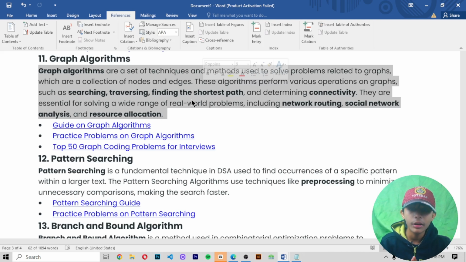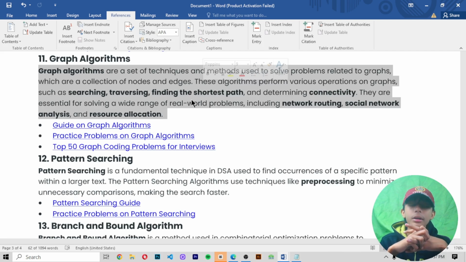The algorithms perform various operations on graphs, such as searching, traversing, finding the shortest path, and determining the connectivity. They are essential for solving a wide range of real-world problems, including network routing, social network analysis, and resource allocation. And we also make a detailed video guide on graph algorithms, and I told you about the practice problems on graph algorithms, and I also told you the top 50 graph coding problems for interviews.